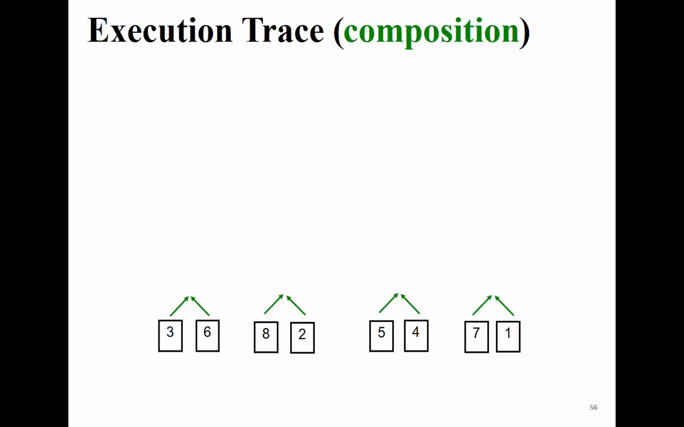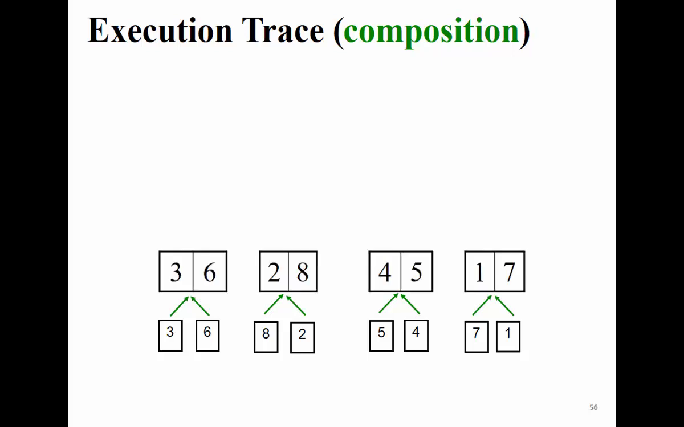Now we have to do the composition. We have to collect them back. So we look at the 3 and 6. Which one is less than the other? 3 is less than 6, so 3 should come first, and we group them together. Then 4 and 2, or 8 and 2, so we sort them again. We have only 2 elements, and we need to check them. So we check 3 and 6, then 8 and 2, which becomes 2 and 8, and 4 and 5, then 1 and 7.